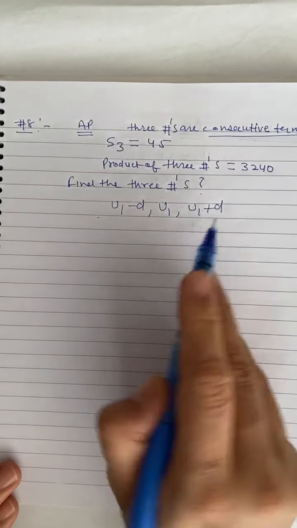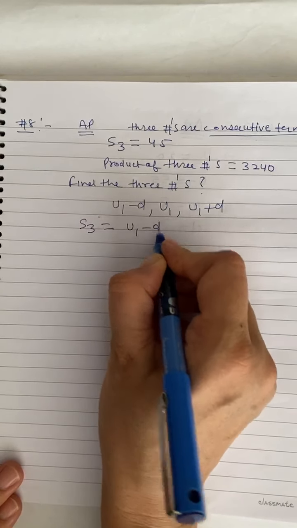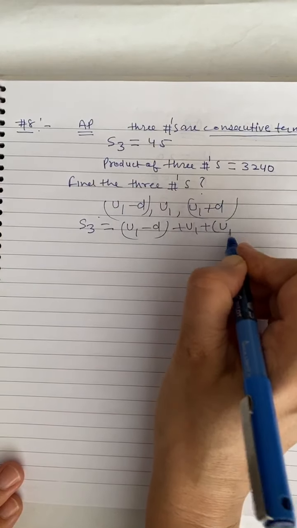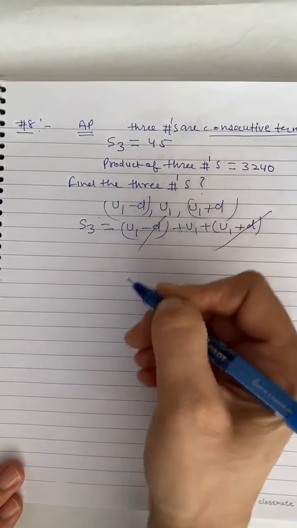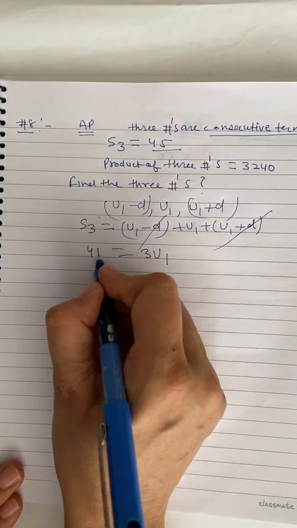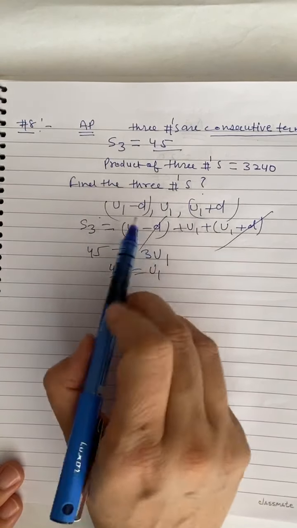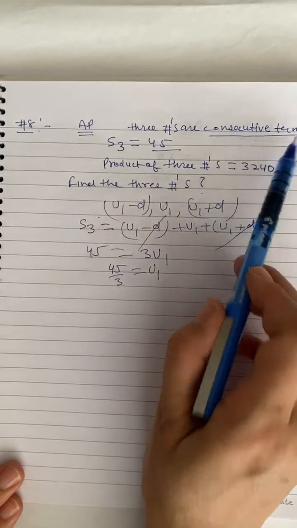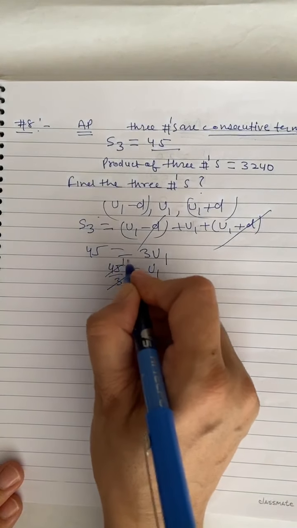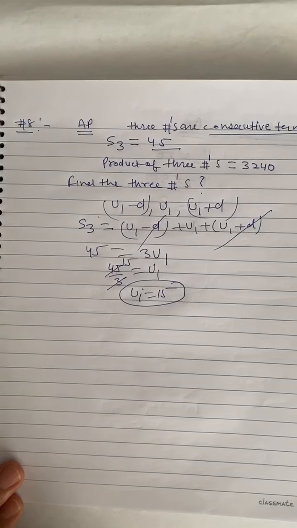And why do we do it? Because when I find the sum of these three terms, which is u1 minus d, u1, and u1 plus d, if I add them, d will get cancelled. So I will simply get 3u1, and the sum is 45. By making an assumption for these three terms, because they were consecutive terms in this way, it gives me u1 easily. So u1 is equal to 15. So we got u1 is equal to 15.